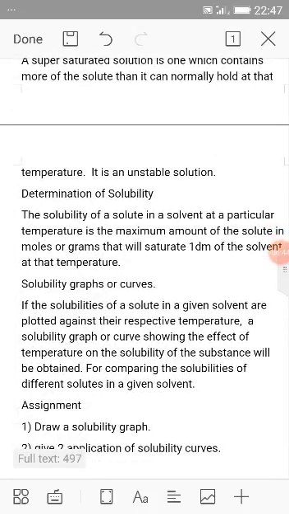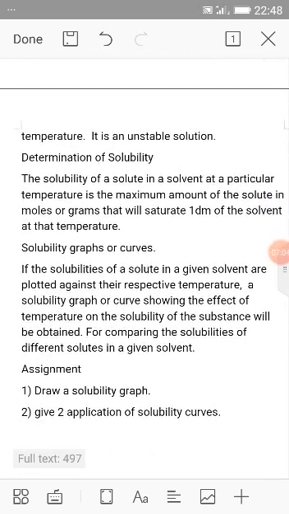Now we have determination of solubility. The solubility of a solute in a solvent at a particular temperature is the maximum amount of solute, in moles or grams, that will saturate 1 dm cube of the solvent at that temperature. If you look at that formula, it means the solute that will saturate 1 dm cube of solvent at that temperature, just like your density, looking for the mass over volume.